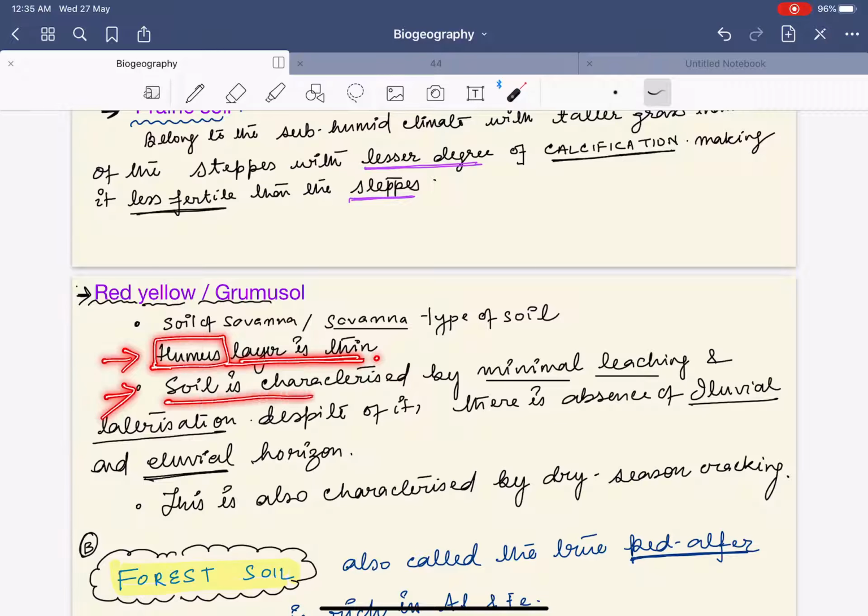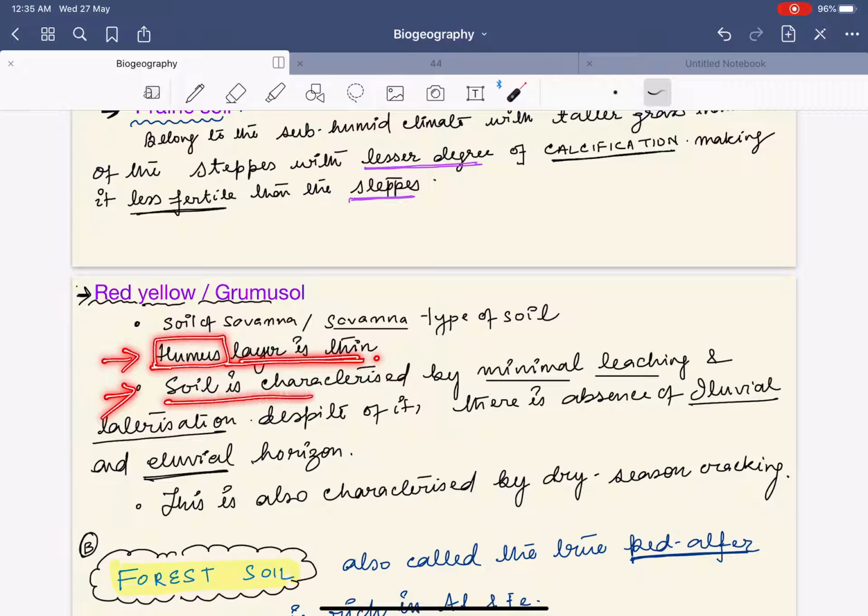Leaching, I have explained in the soil video, please watch that. Both leaching and laterization are minimum. Despite that, there is an absence of the illuvial and eluvial horizon. Again, illuvial and eluvial horizons have been explained in the soil video. Again, I say that if you are watching this video without watching the soil video, then it would be completely worthless, because you won't be able to understand the basic terminology. So I would request you, please go on and master the video on soil.